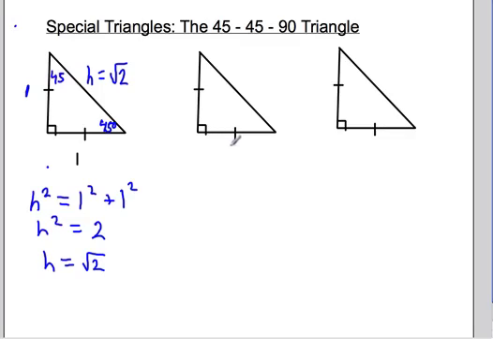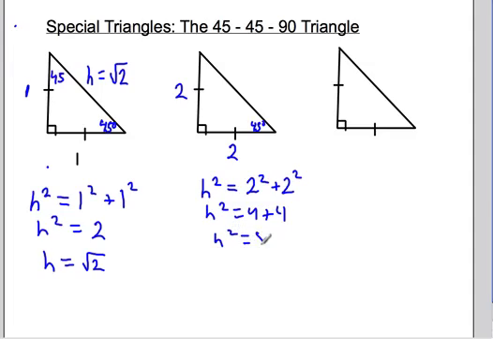Now if we look at a slightly bigger 45, 45, 90 triangle, let me just label that as 45, 45, 90. And you know if it's an isosceles right triangle, it's going to be a 45, 45, 90 triangle anyway. So we're going to find this hypotenuse here. In this one we have hypotenuse squared equals 2 squared plus 2 squared. So hypotenuse squared equals 4 plus 4. Hypotenuse squared equals 8. So hypotenuse equals root 8.